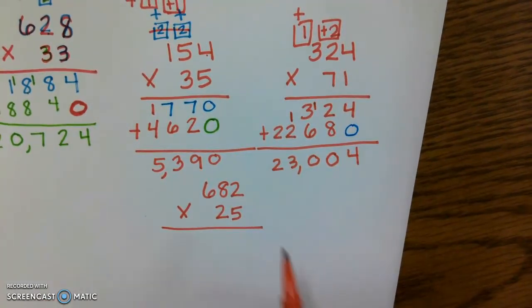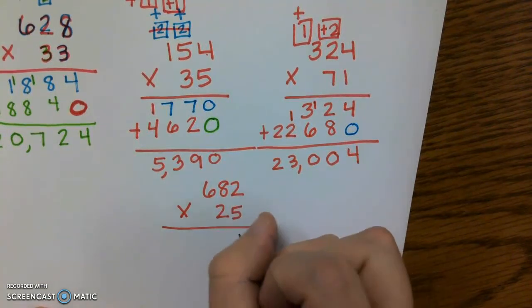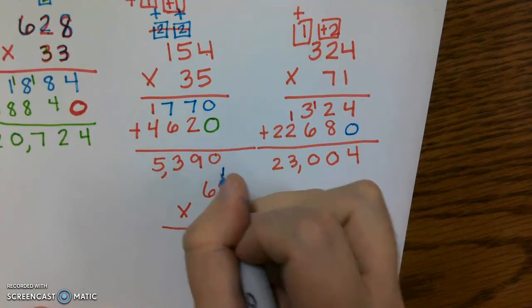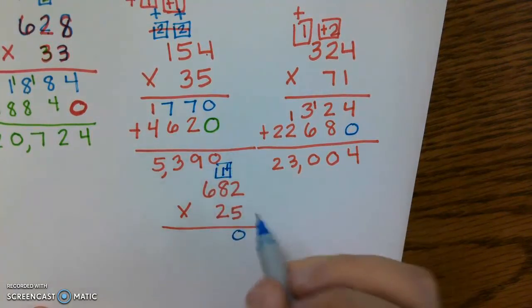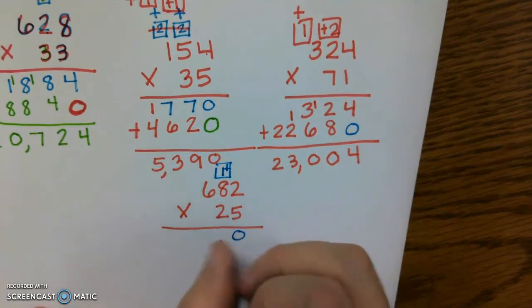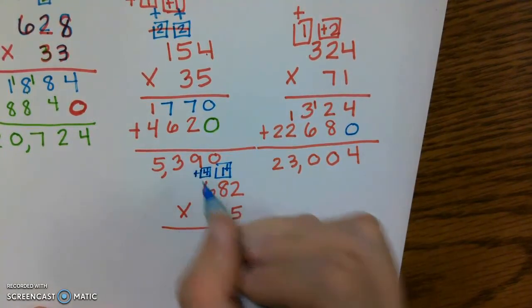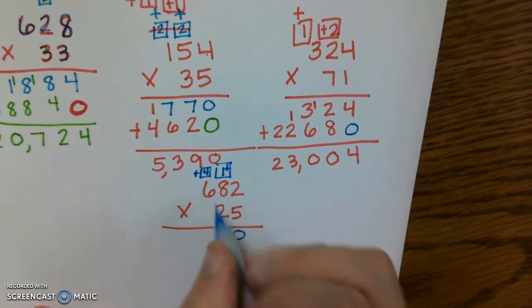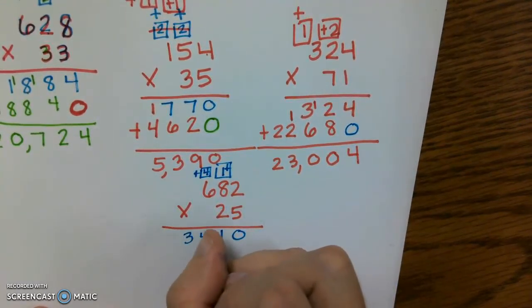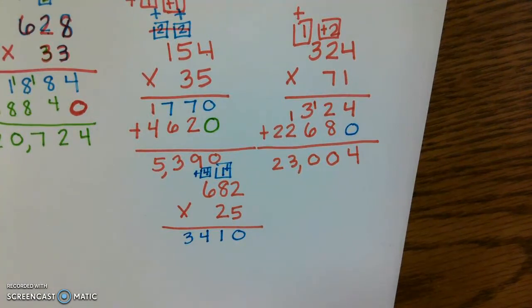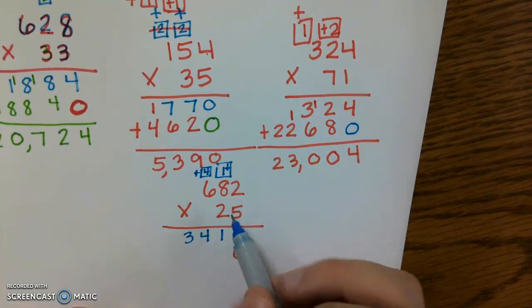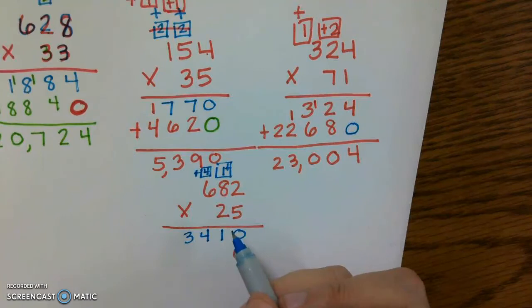And then the last one, 682 times 25. 5 times 2 is 10. I'd regroup my 1 to be added. 5 times 8 is 40, plus 1 is 41, so I drop my 1 and I regroup my 4 to be added. 5 times 6 is 30, plus 4 is 34. Then I need this magical number. It's called a placeholder. And now I can multiply my 10s. Sorry, my words are off.